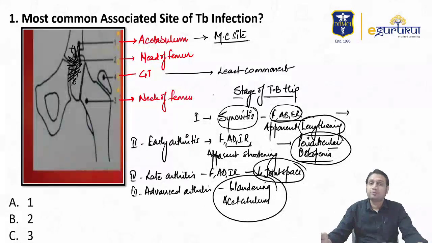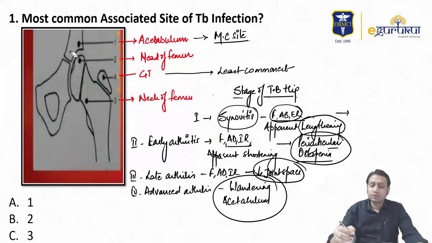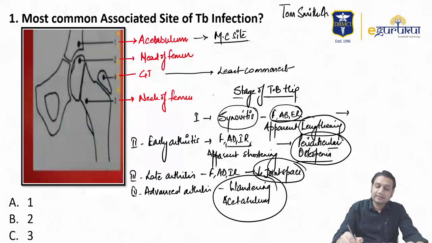So this is one of the most important questions. Now second, there is another topic which is known as Tom Smith arthritis. I hope you remember that. What is Tom Smith arthritis? Tom Smith arthritis, it is septic arthritis of infants of the hip joint, right?